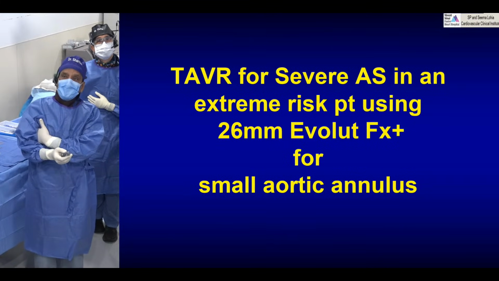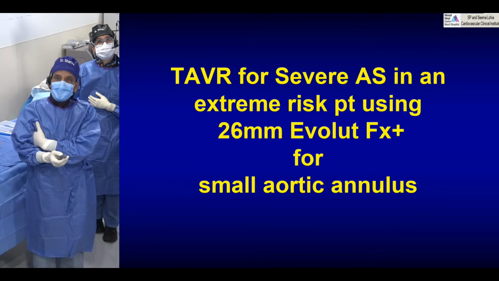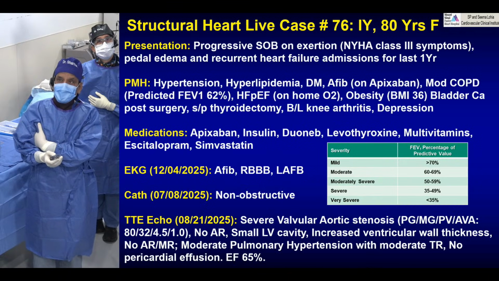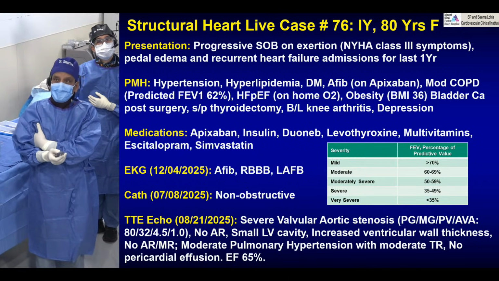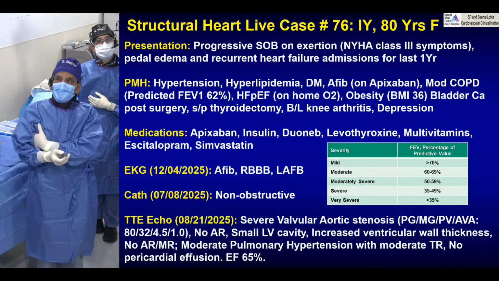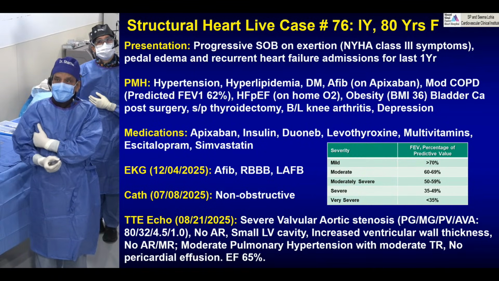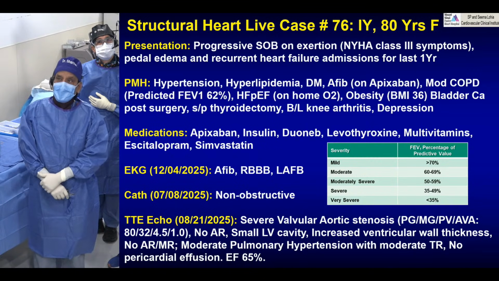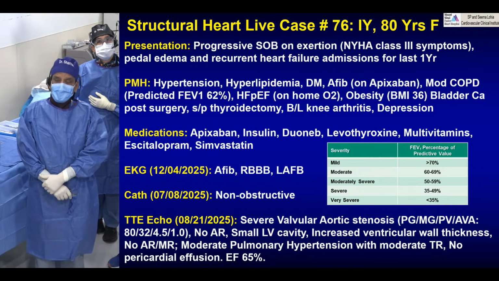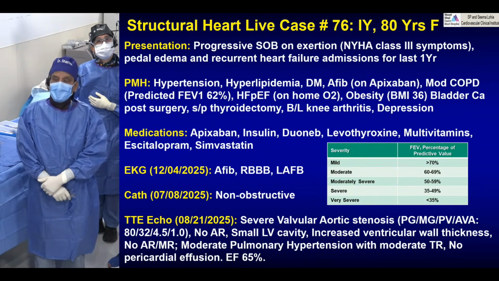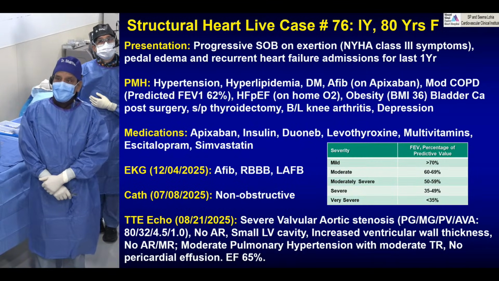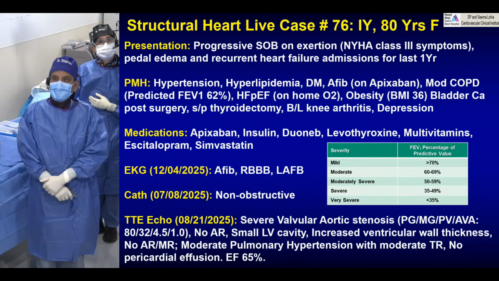And then what we are going to show today is TAVR in an extreme risk patient using a 26 millimeter Evolut for a small aortic annulus. So what does that mean? You see this is our episode number 76, an 80-year-old female with progressive shortness of breath, multiple risk factors and past medical history, as you can see, particularly the COPD. And I put this one in for the education of everyone: what do we call mild, moderate, moderately severe, and very severe COPD based on the FEV1.